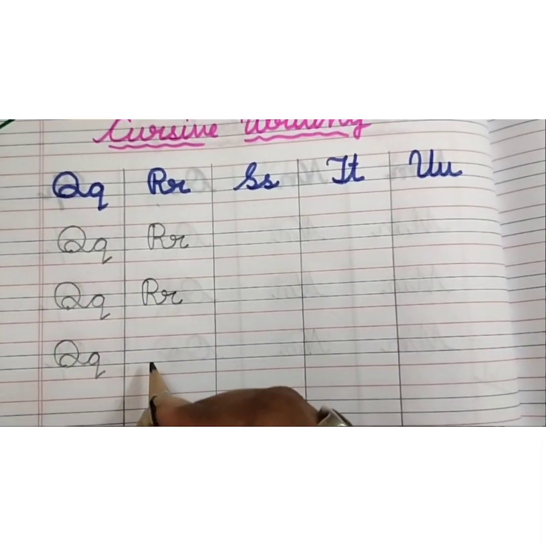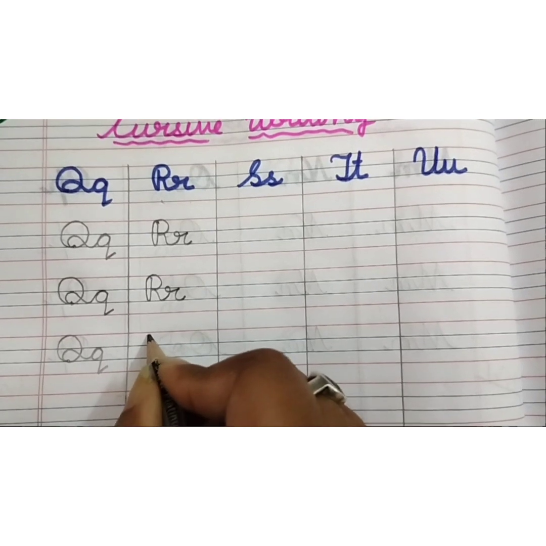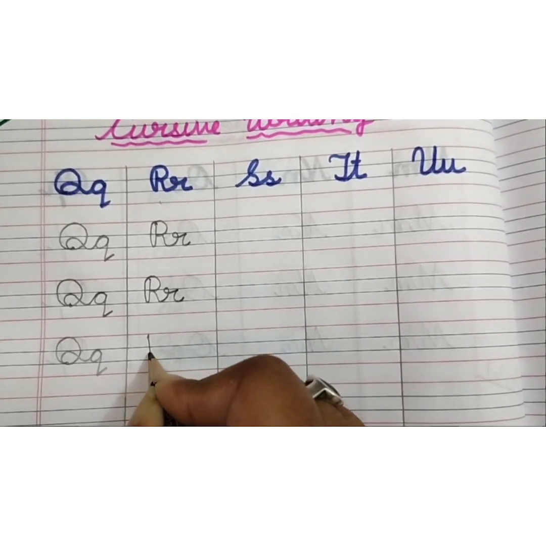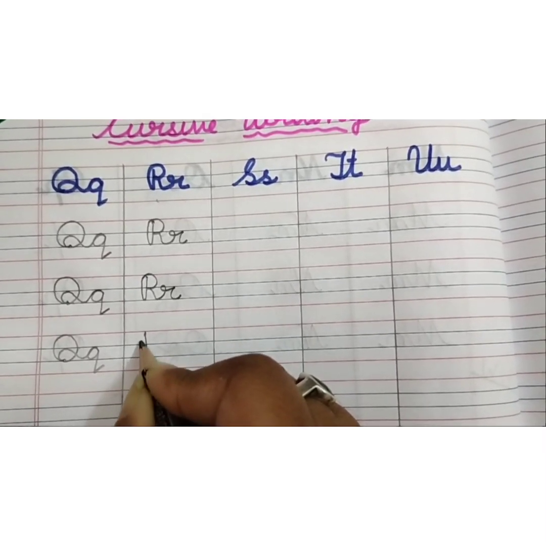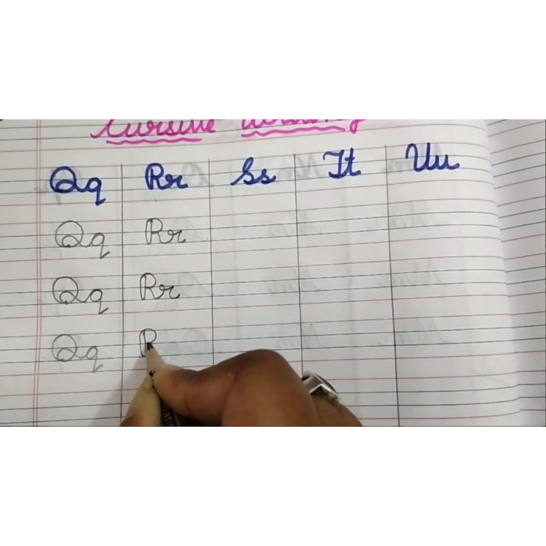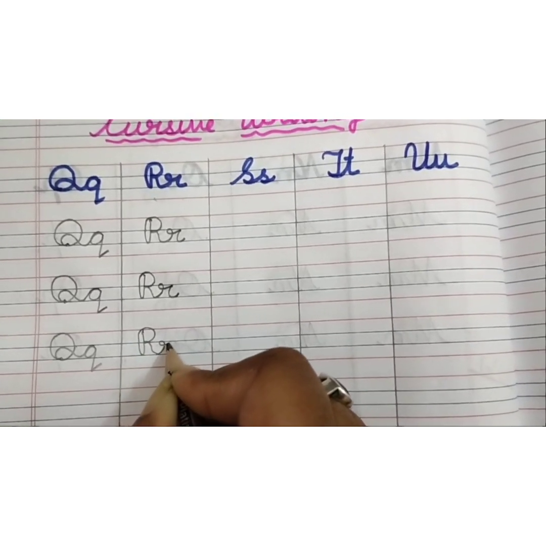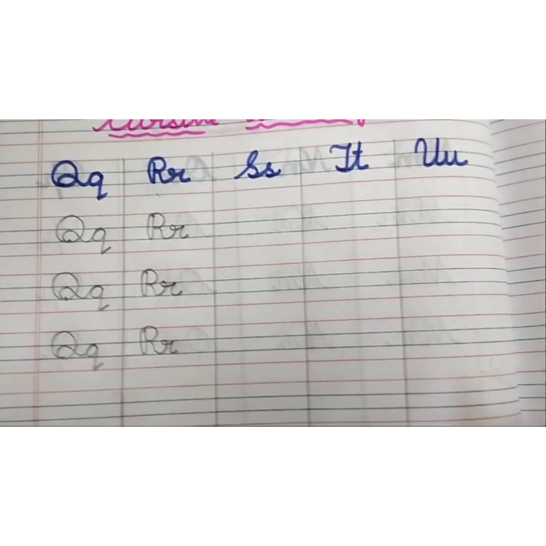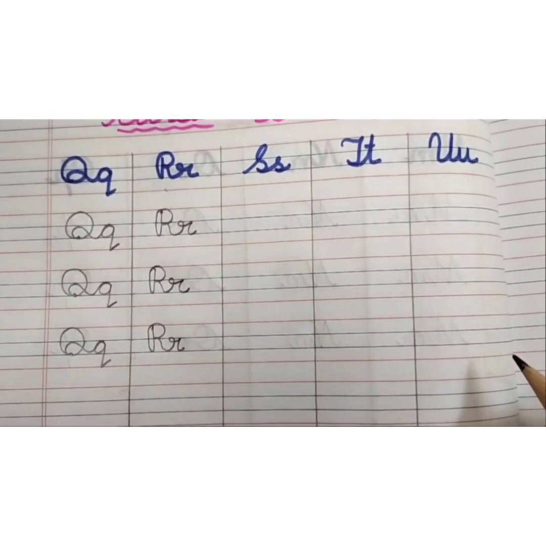Children, again all of you follow. This is our starting point. I will come down, then again I will go up, circle, then I will write R. So in this way we will write R.